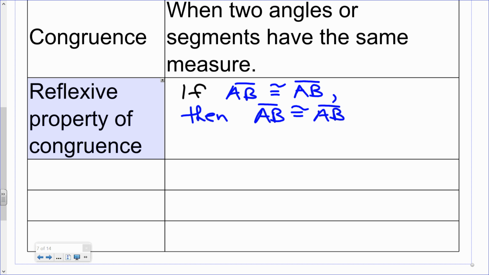Think of the word reflection. In your reflection in the mirror, you're congruent to yourself. You're the same size as yourself. Remember, that's what congruence means, the same measure. Right? You got that, right? Everyone's writing stuff down. Can you just write that down on the third one? Just write it down and we'll talk about it later.